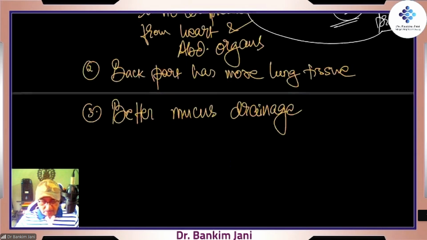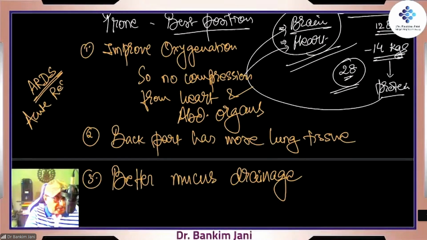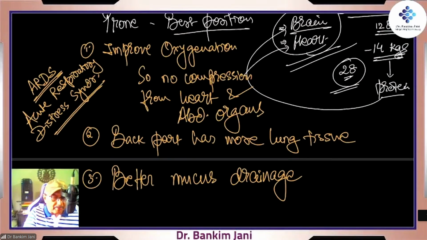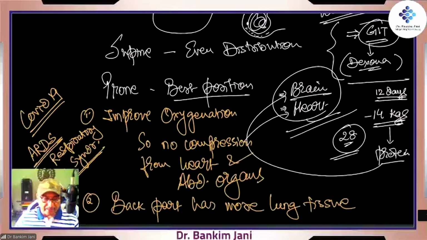So especially in COVID-19 and in any case in which there is ARDS, acute respiratory distress syndrome, right? It is called the acute respiratory distress syndrome. So when a person is unable to breathe properly, and in COVID-19, because the COVID virus was affecting the alveoli, it was making the entire breathing difficult. So this is what really can happen. So this is for the prone position.